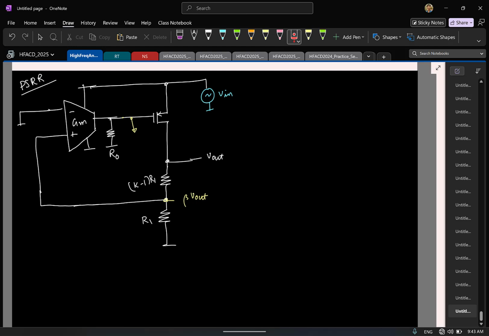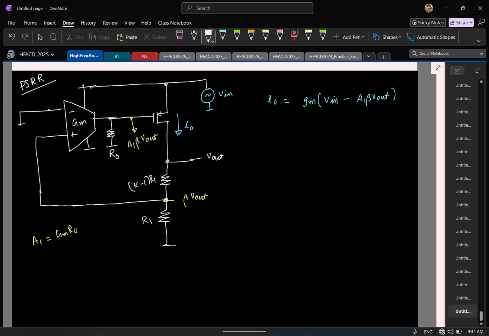So what is the gate voltage here now? Is it minus or plus? Yeah, plus gm r0 times beta. I'll call it A1 times beta times V out, where A1 is essentially gm r0. So what is the small signal current flowing in this direction, if I call it I0? It's V in minus A1 beta times V out.